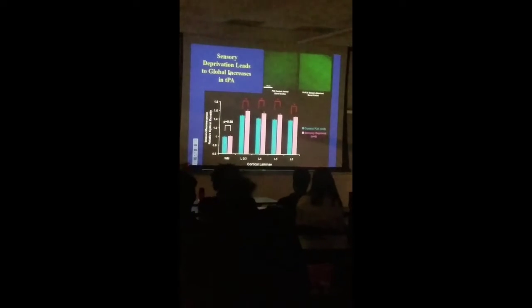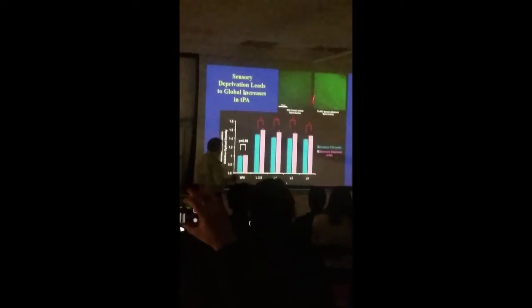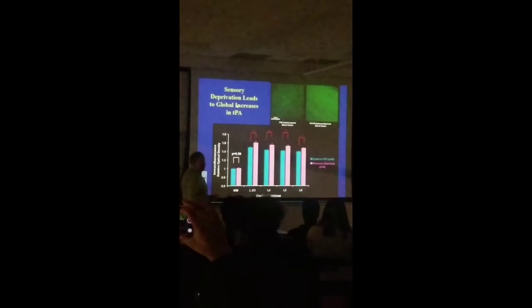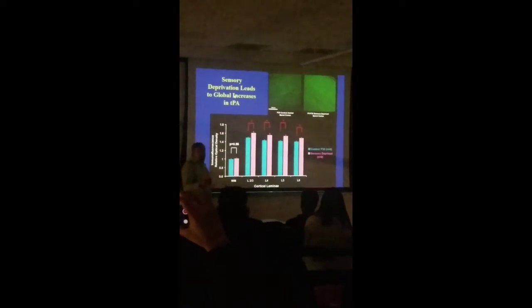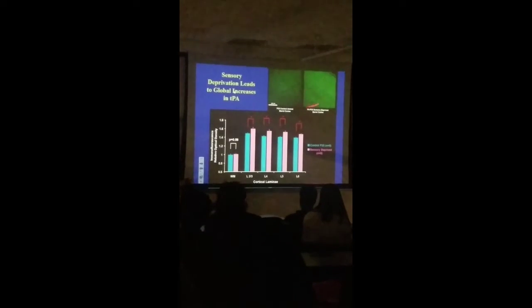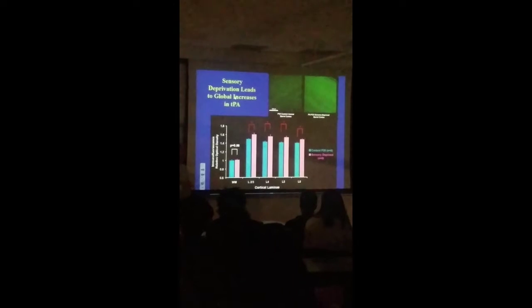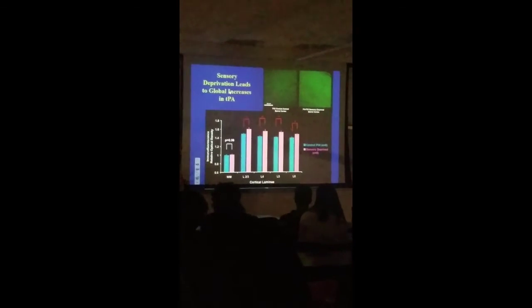I couldn't read that, but I got that in the computer. So we stained for TPA. You can see here, this is following a month of trimming. So everything I've shown you so far is trimming decreases something. Now this is trimming increasing the expression of this protein. It's quantified here where the pink is following trimming, the blue is the control condition.